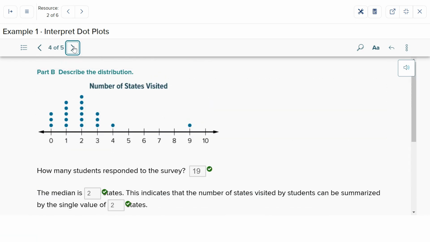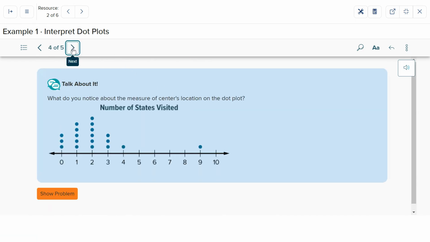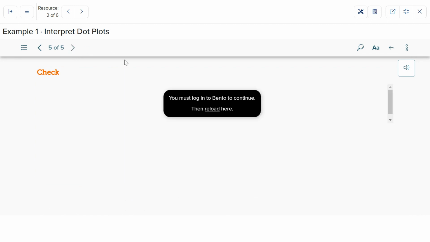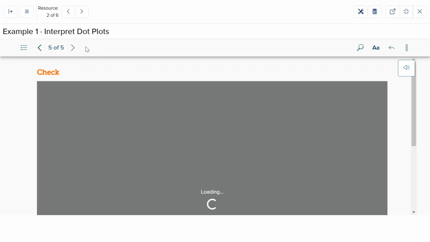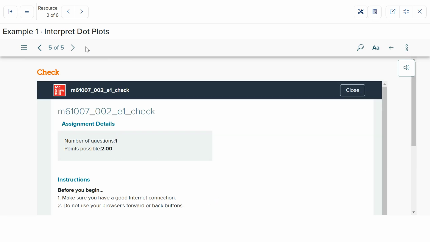All right. Try it for the dot plot. If you need some help describing your distribution, you can go back and look at the example and see what kind of questions they are asking about it and answer the similar questions for your check dot plot.